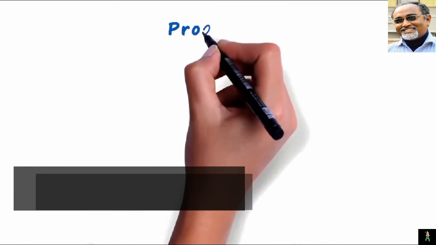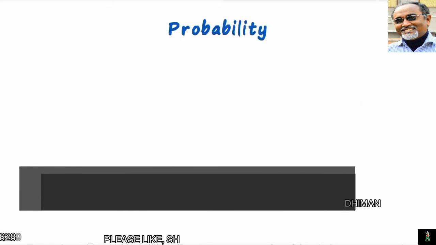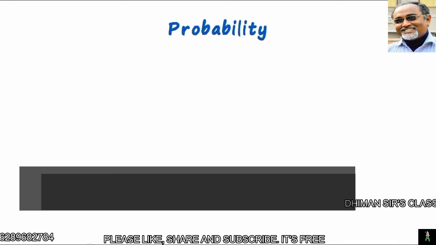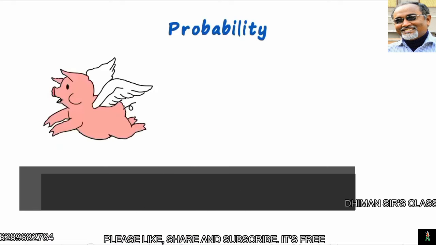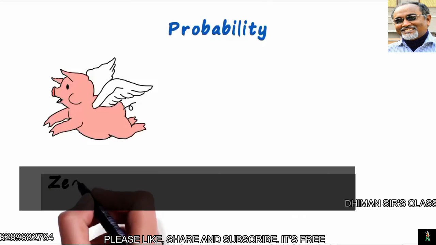What is probability? Let me start off with a question. What is the probability of a pig flying? Can a pig fly? No, it cannot. The probability of a pig being able to fly is 0.